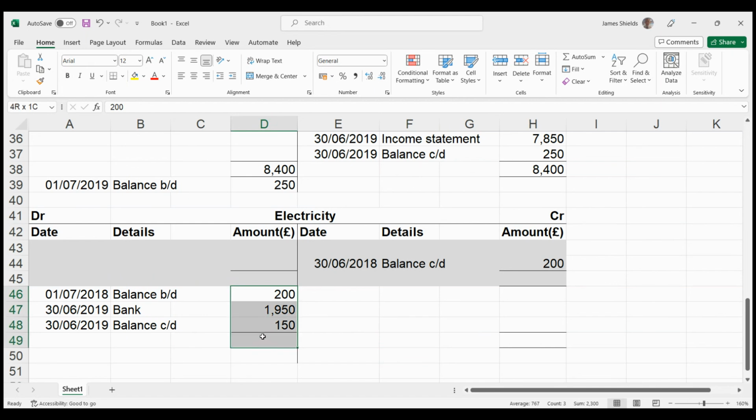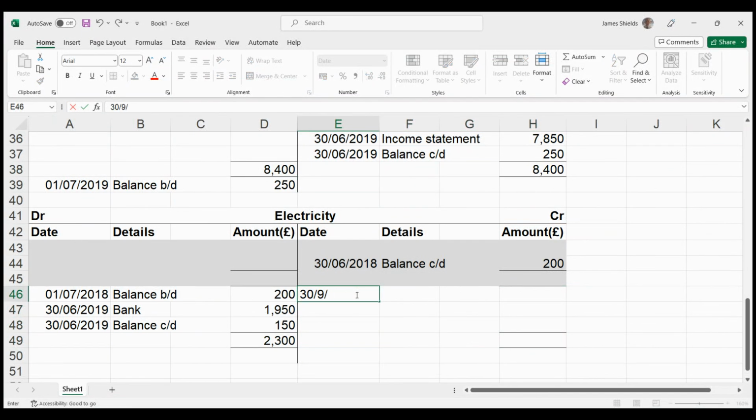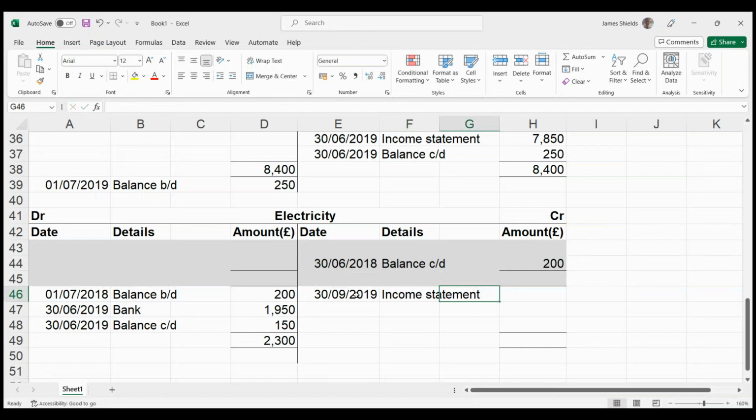So we're going to total up the debit side. That comes to £2,300. Now, there's nothing on the credit side at the moment, and that's going to be where your income statement figure comes from. So at the end of the year, the 30th of June 2019, we're going to have income statement. And the income statement is going to be the total of my debit side, which is £2,300. So now I total up my credit side, and it's just one figure. And the two are the same, which they must be. 2,300 credit, 2,300 debit.